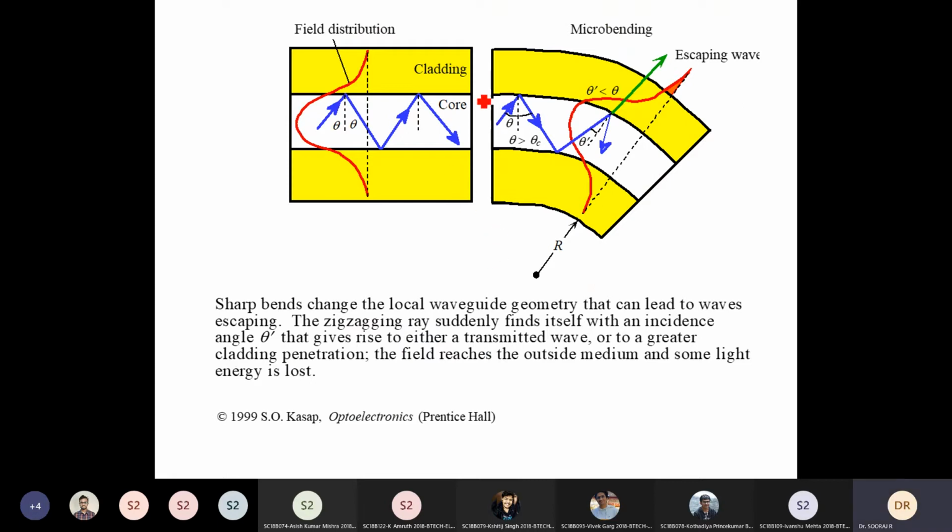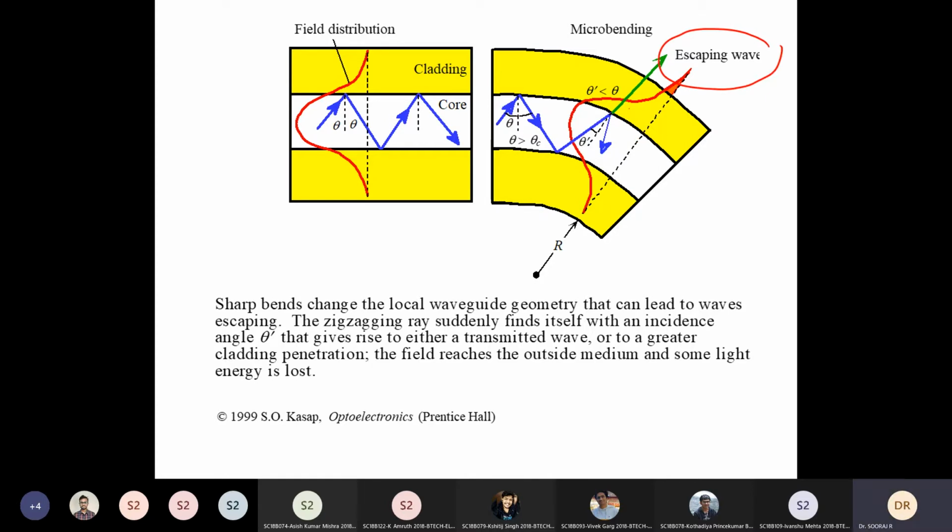So whether it's micro bending or macro bending, this is what happens. If you have a straight fiber with no bending, the rays would always undergo total internal reflection. Whenever you have this kind of bending, the ray need not always undergo total internal reflection, which means that if you plot the mode profile, you would see a significant amount of optical power inside the cladding. So you call this wave the escaping wave. The wave escapes from the fiber because of the bend.